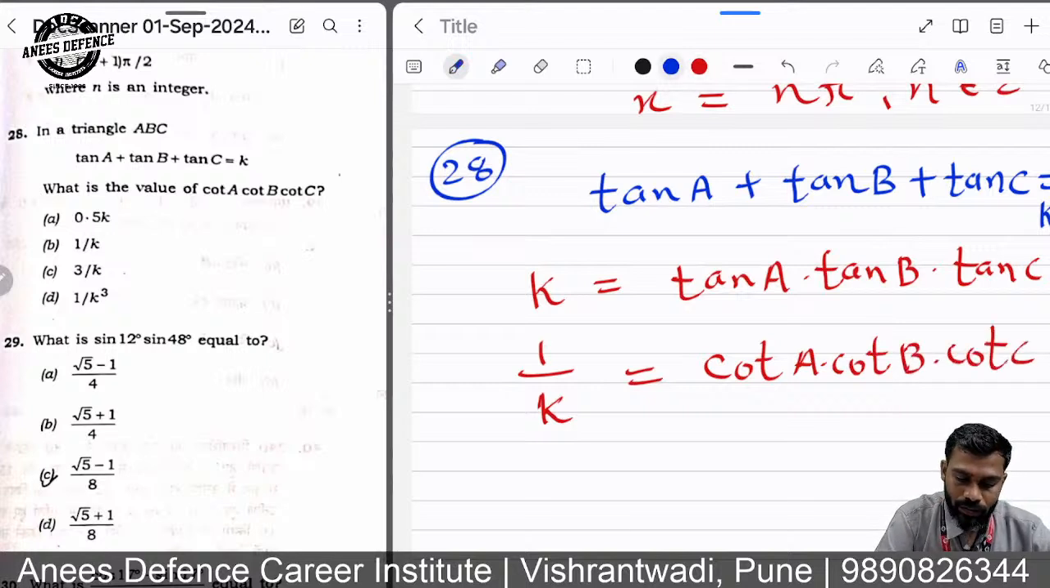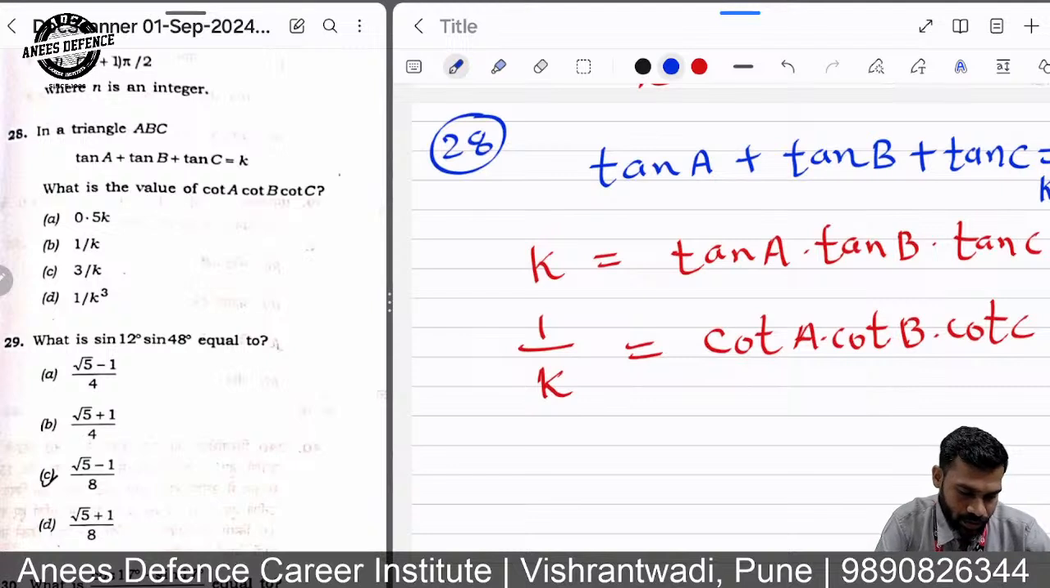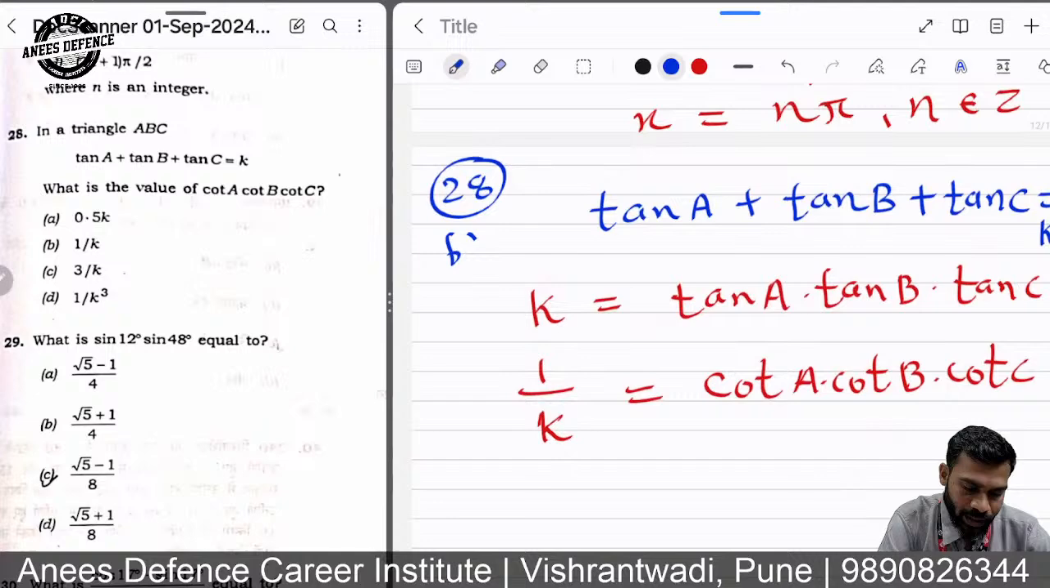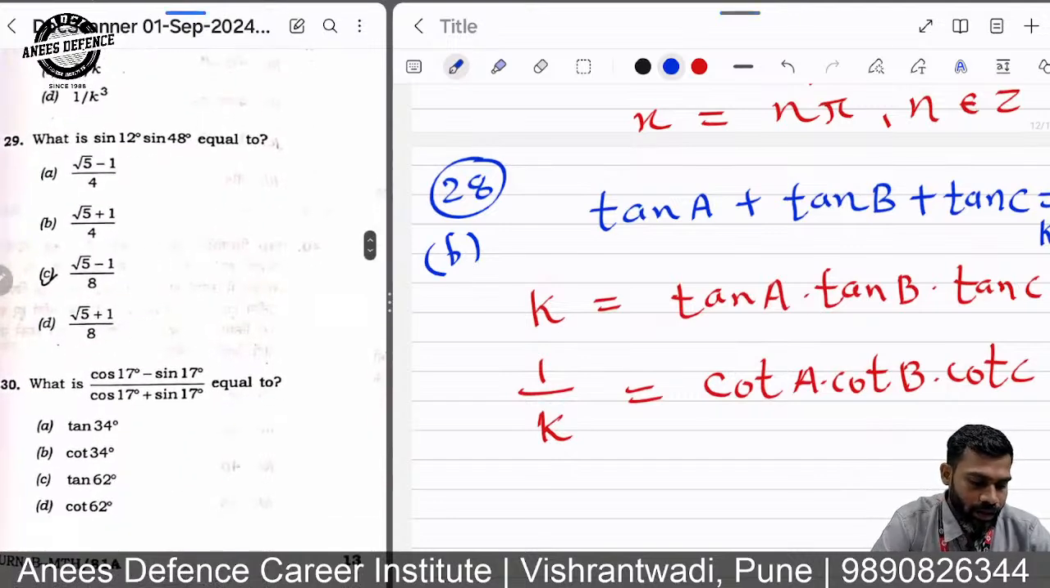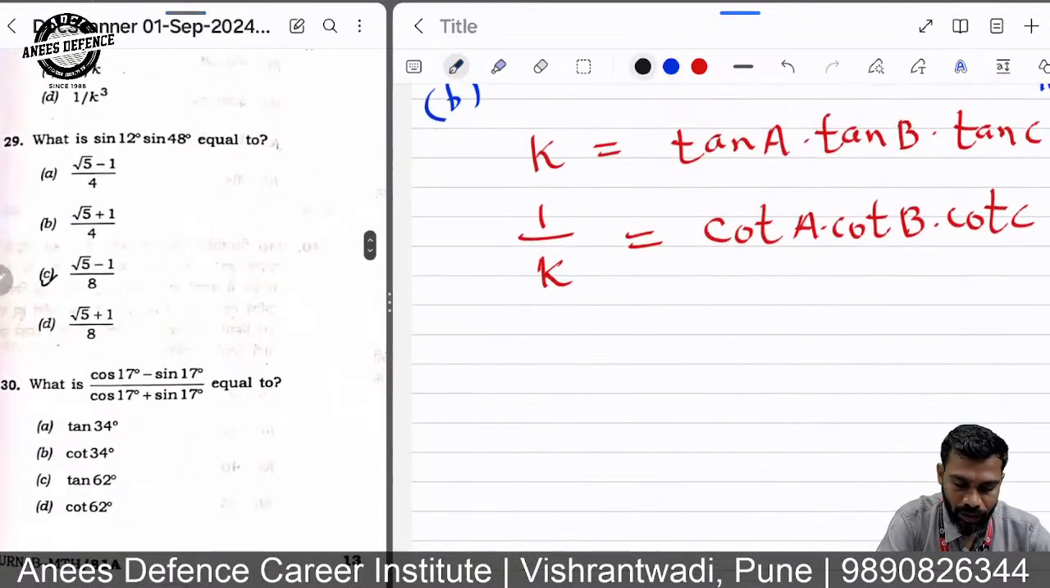right? So which option is correct if you see 1 by K? So answer would be B. So B is the right answer. Let us move to the next question. Question number 29.